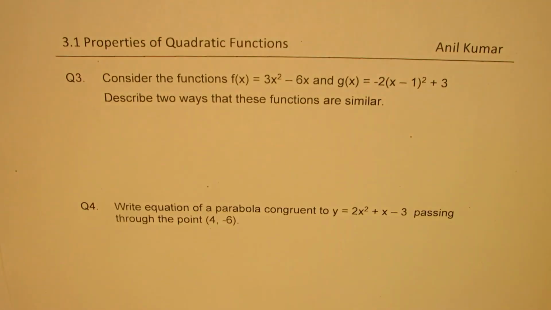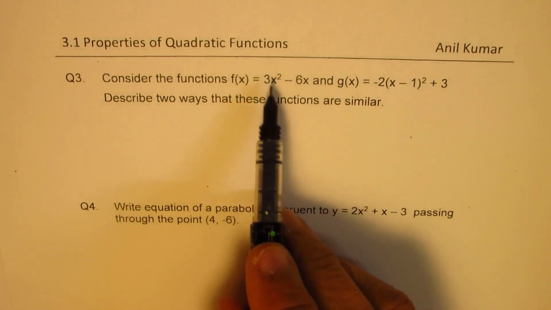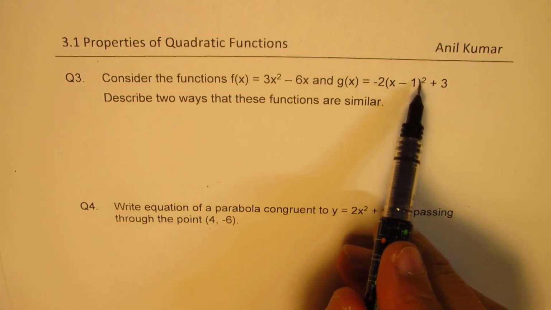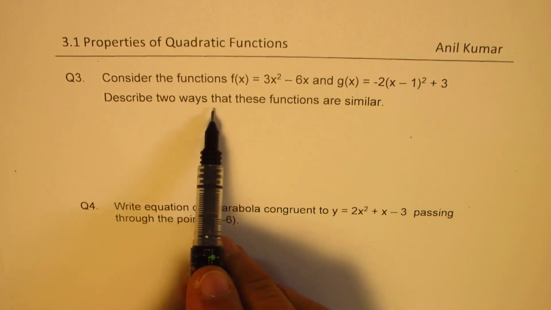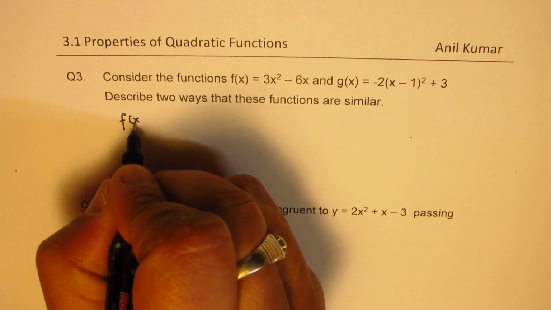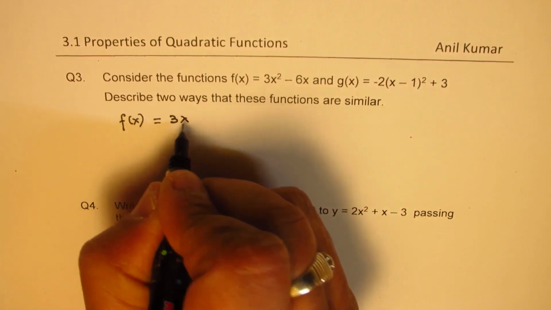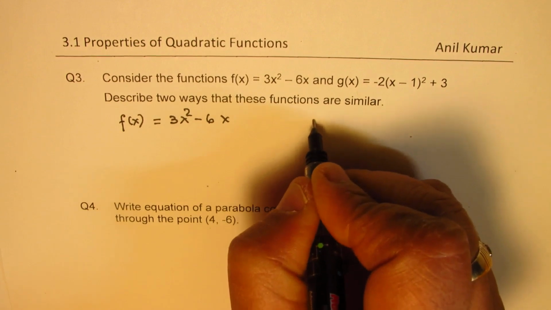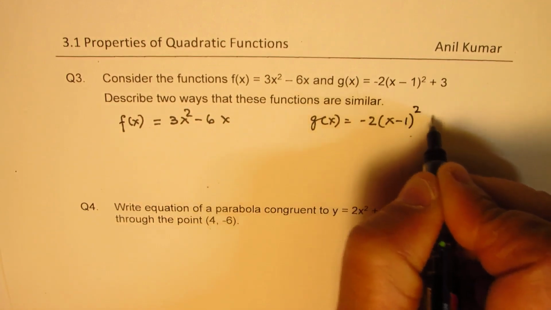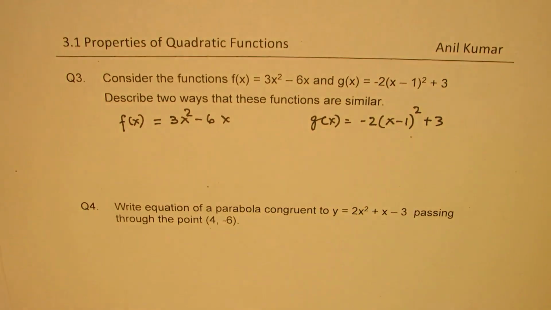Now let's take the next question, which is: consider the function f of x equals 3x squared minus 6x and g of x equals -2 times (x minus 1) whole squared plus 3. Describe two ways that these functions are similar. Okay, so we have one function, f of x equals 3x squared minus 6x. The other function, g of x, is -2 times (x minus 1) whole squared plus 3. Now what could be ways of finding them similar?